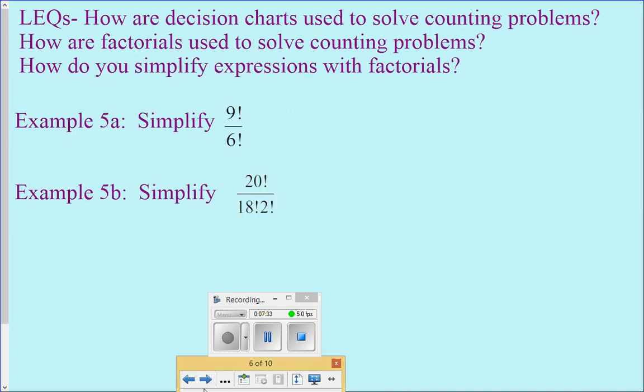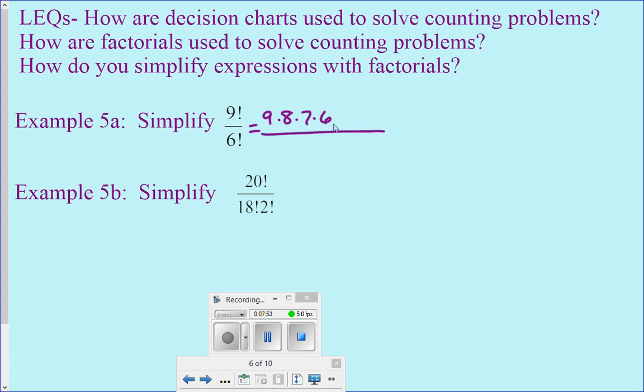Okay, next. So let's try these. Now, I explained in class that I want you to show work for simplifying these. I don't want you just to type 9 factorial divided by 6 factorial in your calculator. So let's talk about how we would do that. Well, 9 factorial means 9 times 8 times 7 times 6, and we'll keep going, times 5 times 4 times 3 times 2 times 1.